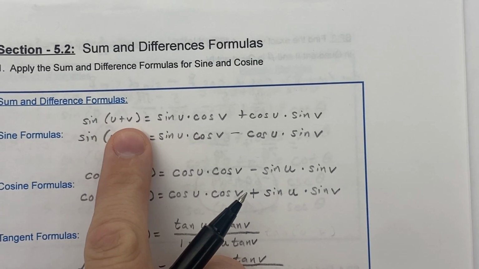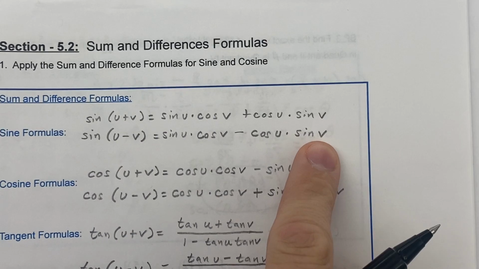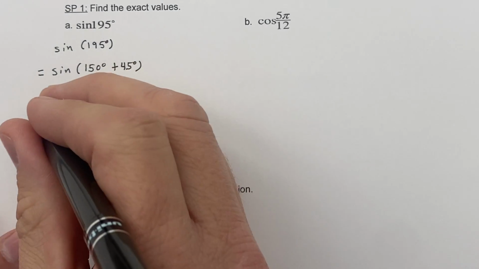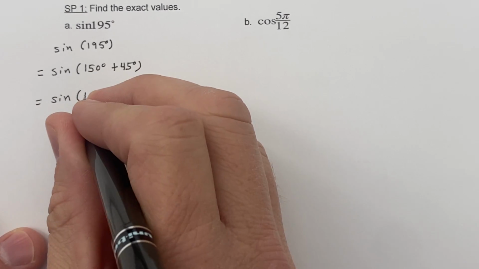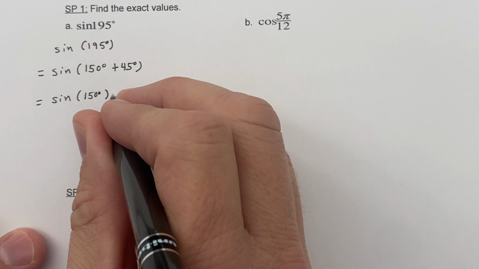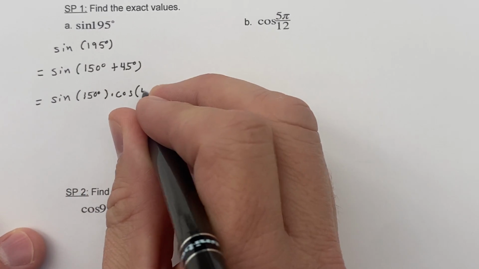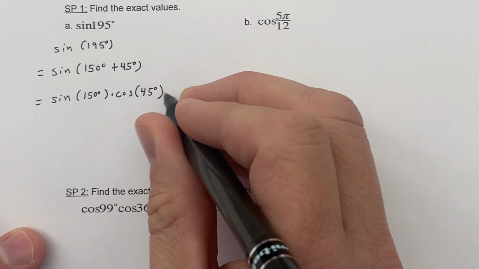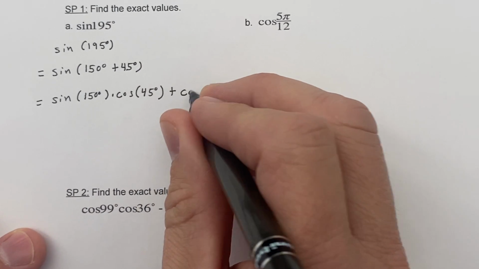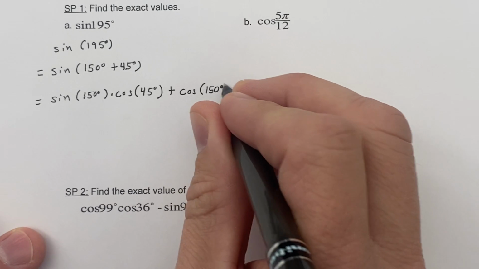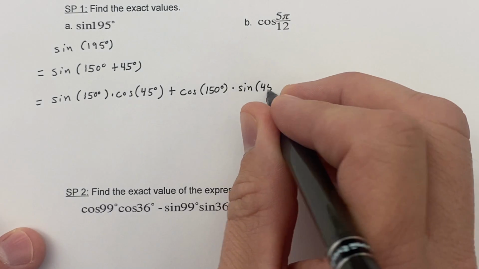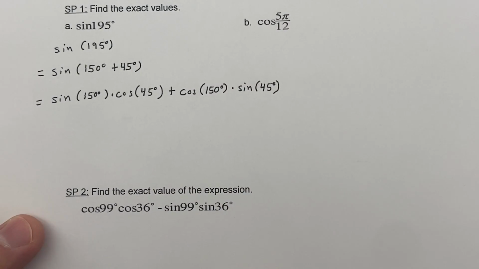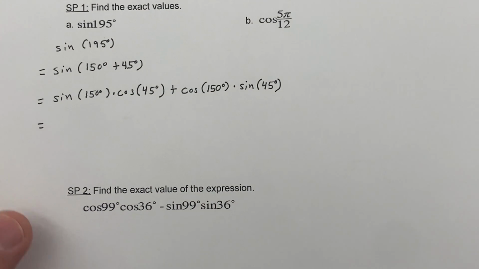Now that we got 150 and 45, we can use our sum formulas. U and V being that 150 and 45, and we're just going to plug it into this formula right here. The next part of that formula was the sine of U, which is your first measure, the 150, times the cosine of the second measure, which is 45, plus cosine of the first measure of 150 times sine of the second. We chose 150 and 45 because they are on the unit circle. Let's go ahead and look at those.